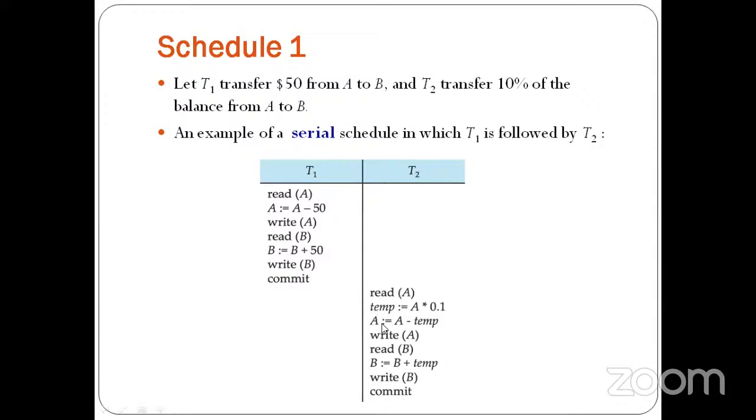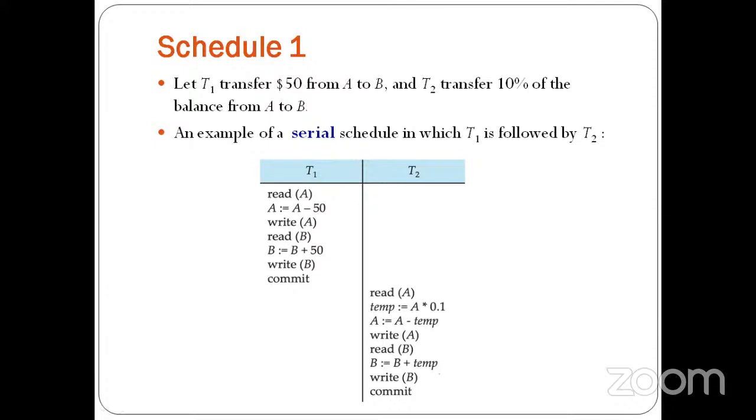Next, what will happen? A equal to A minus temp. Now, the fourth step is write A, so that it is going to transfer 10% of balance from A to B. Next, read B and B plus temp. So B will be added 10% of balance from A to B. Here minus, here plus. So this is what schedule 1.